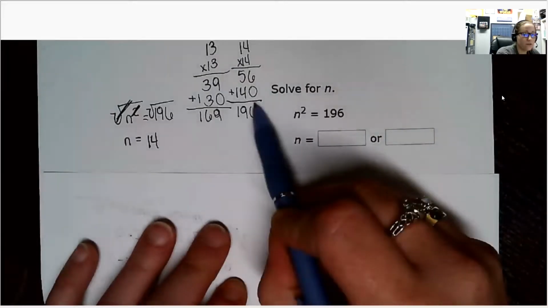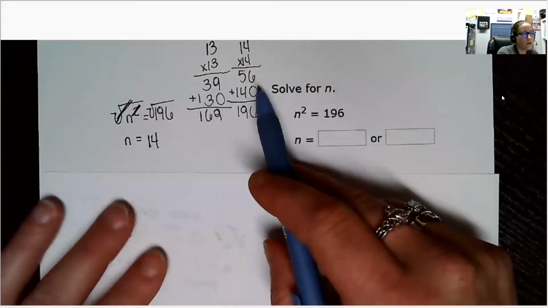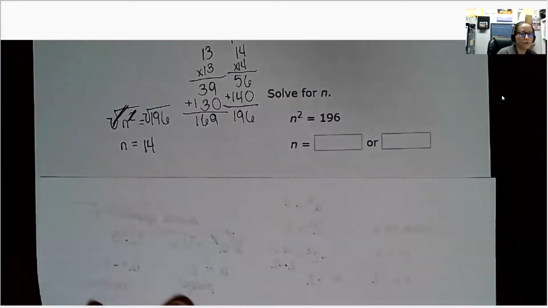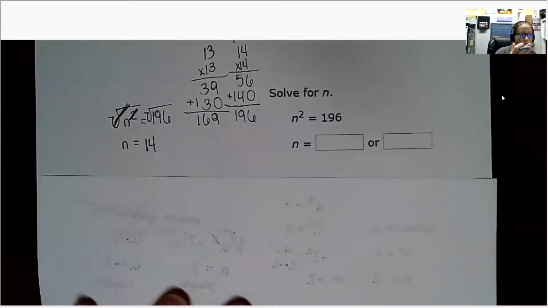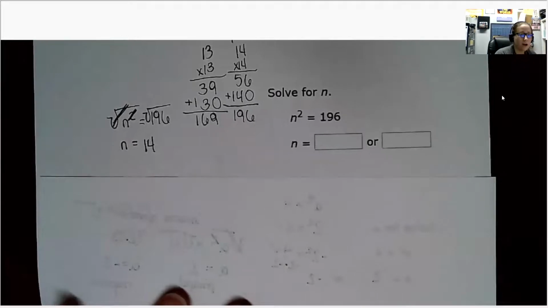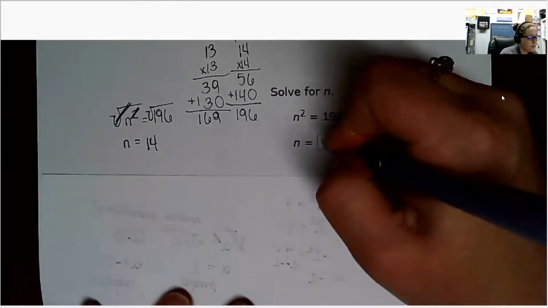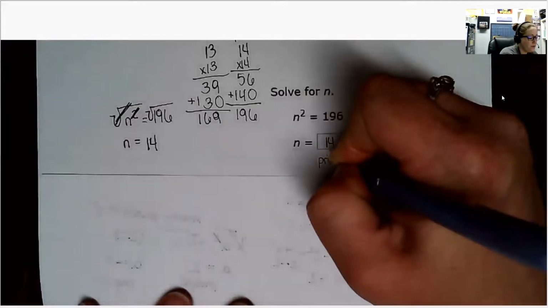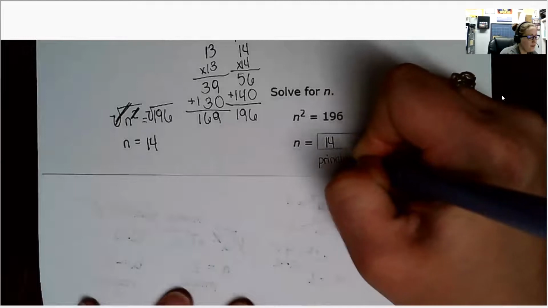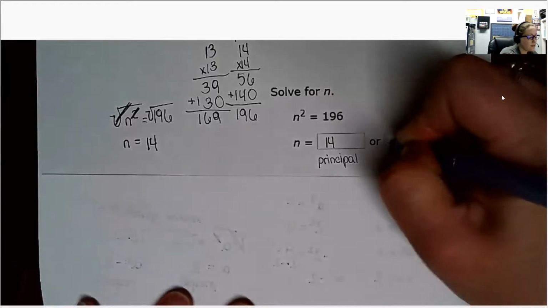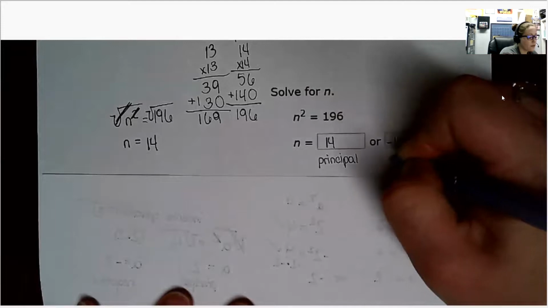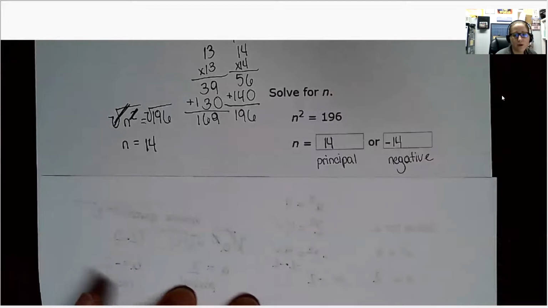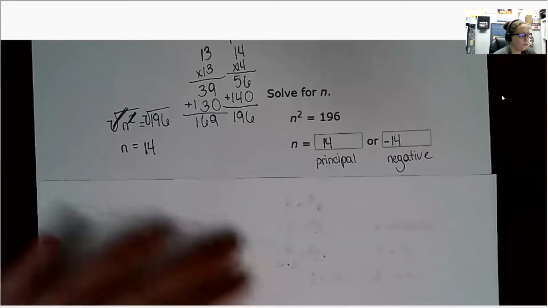But if you're doing it on paper, you could try a couple numbers, and you can always guess a number and then see how close you are. If you're too far over, pick a smaller number. If you're too far under, pick a bigger number. So in this case, we've got n equals 14, which is our principal square root. And then we've got n is equal to negative 14, which is our negative square root. Okay. Let's try one more because this is fun.